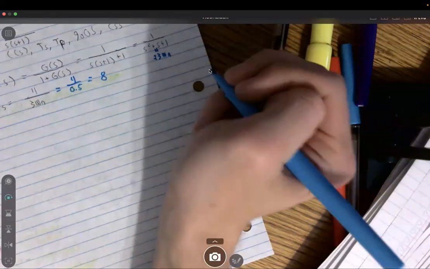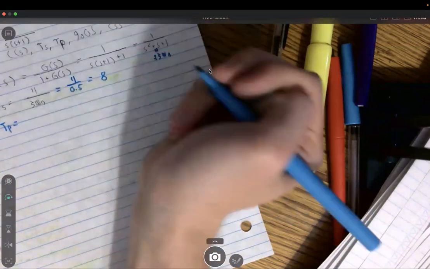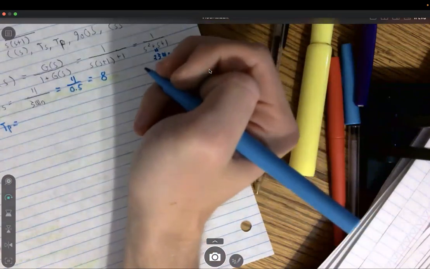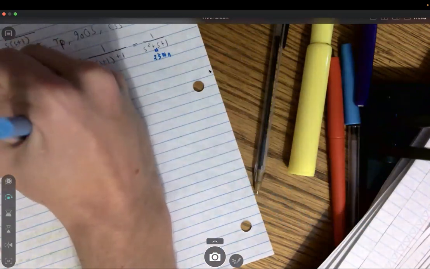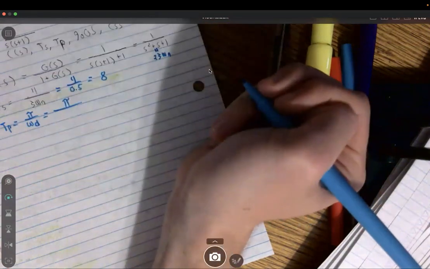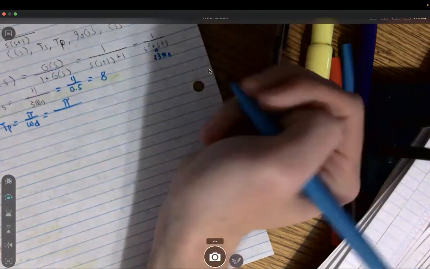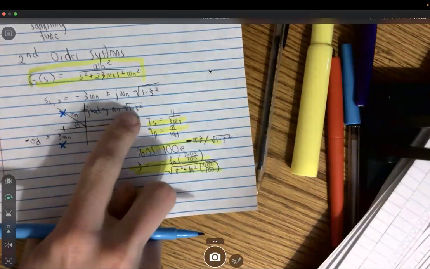And now that we got that, we need to find the peak time. So the peak time is going to equal right here. This is going to be, remember it's defined as pi divided by omega d, which is going to be pi divided by our omega d. Remember your omega d from the second order system is defined as omega n square root of 1 minus zeta squared.